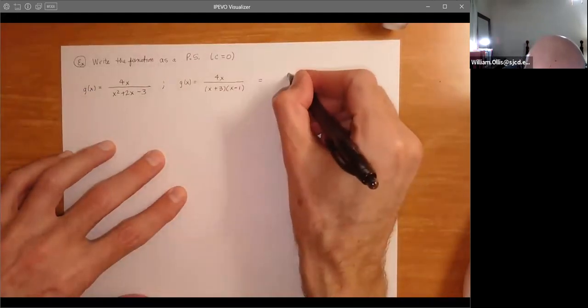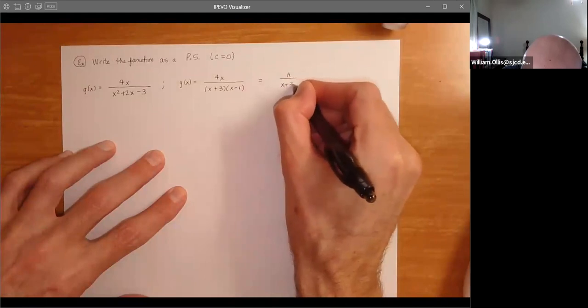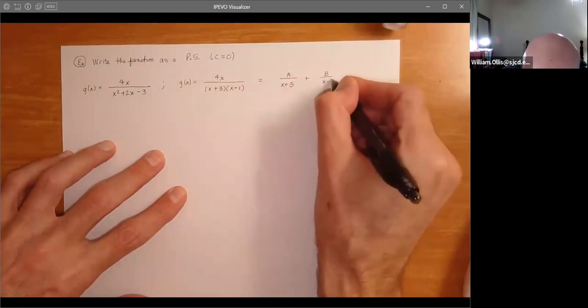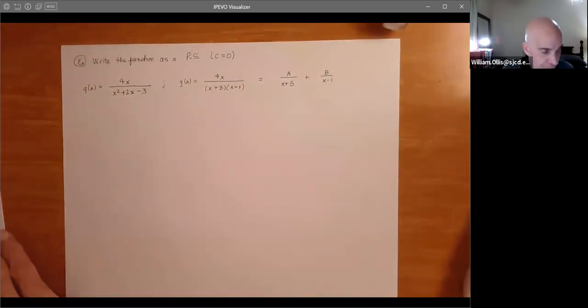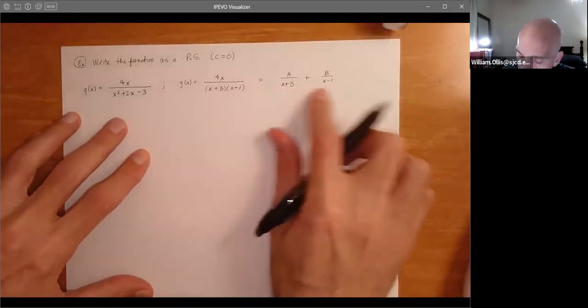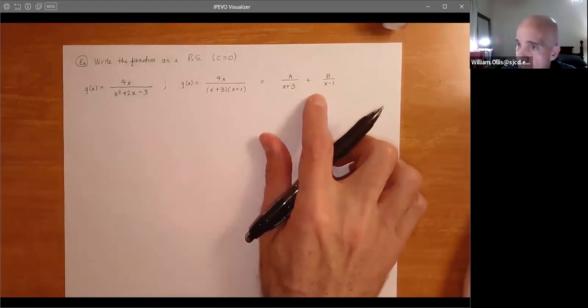So we're going to have a divided by x plus 3 plus b divided by x minus 1. So the idea here in this particular problem is to look at this just like an integration problem. And now when we look at these, we're thinking, well, we can rig these to be sums of geometric series.